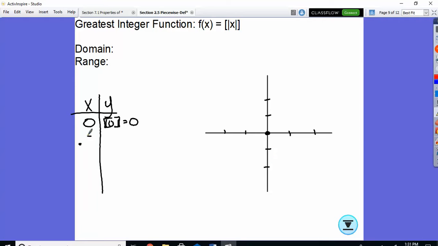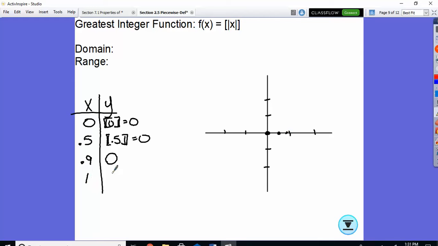So if I put in 0.5. Why do you have to put it in that box first? I'm just showing you what I'm doing, you don't have to write that. So the greatest integer of 0.5 is 0. There's a whole bunch that are all the same answer. So then if I put in 0.9, what's the greatest integer of 0.9? 0.